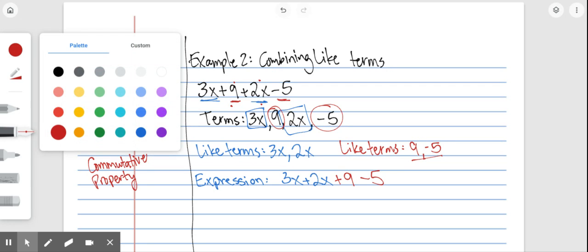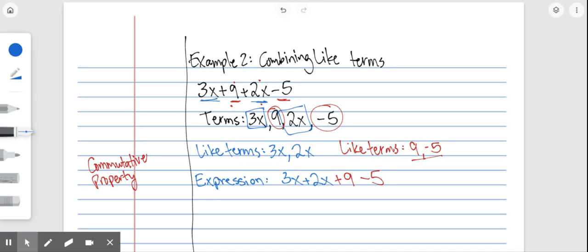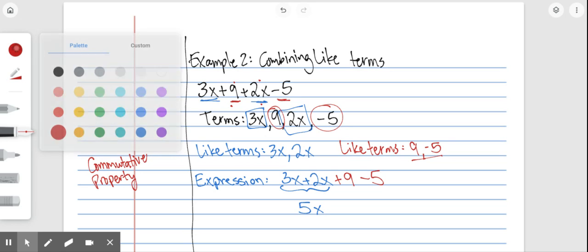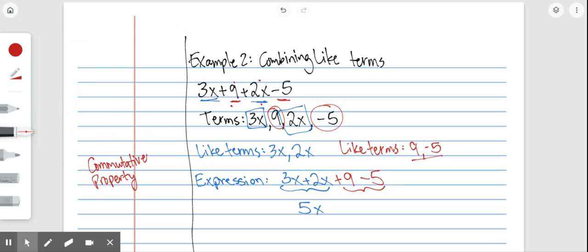All right, and now that I have these terms together, I can combine my like terms. I know that these are like terms because they have the same variable. So 3x plus 2x is 5x. Okay. And then I know that these two are like terms because they have no variable. And positive 9 minus 5, or 9 minus 5, is 4. Okay. Since 4 is positive, I put a plus in between. If 4 was negative, I would put a subtraction sign, but it's not. So this is my simplified expression.